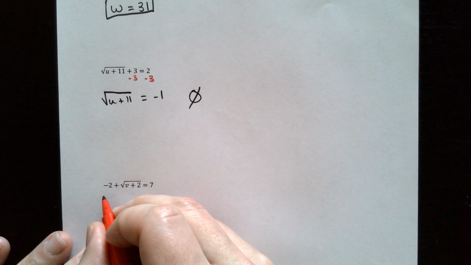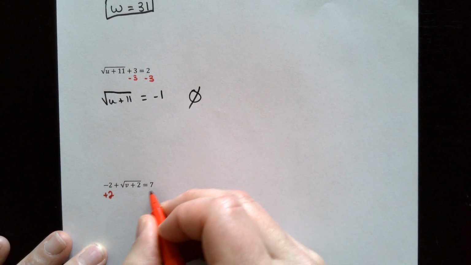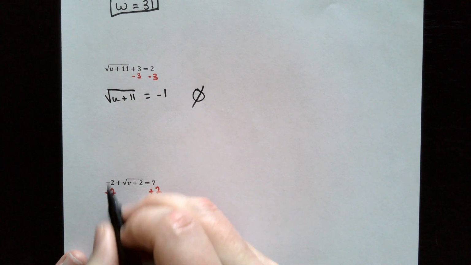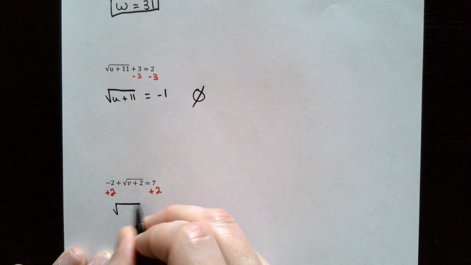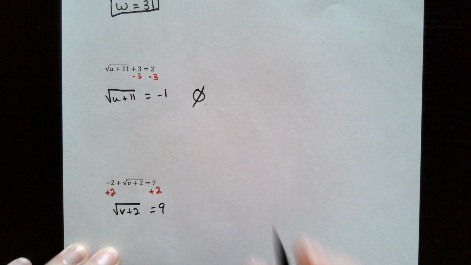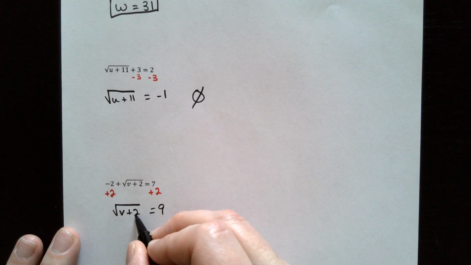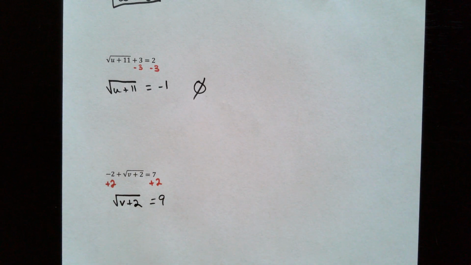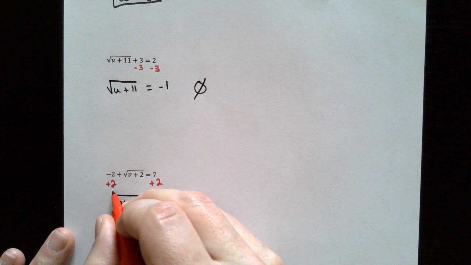So I can add 2 to get rid of it. It's the opposite, right? So add 2 to both sides. And that will give me the negative 2 will go away. I have the square root of v plus 2 is equal to 9. Okay, so this one is solvable because unlike the last one, this is a positive number over here. So now I can square both sides.